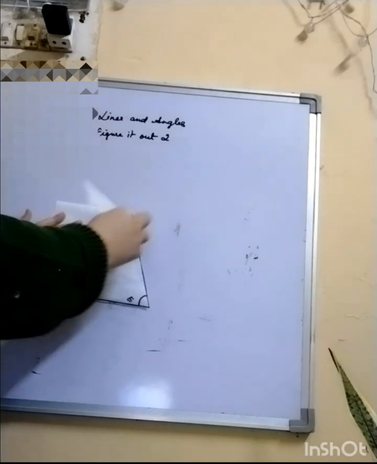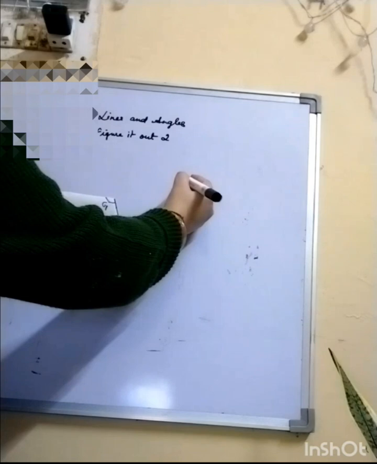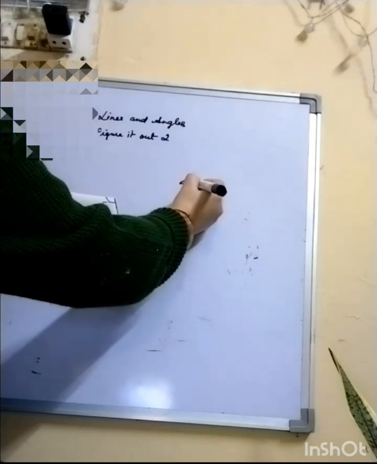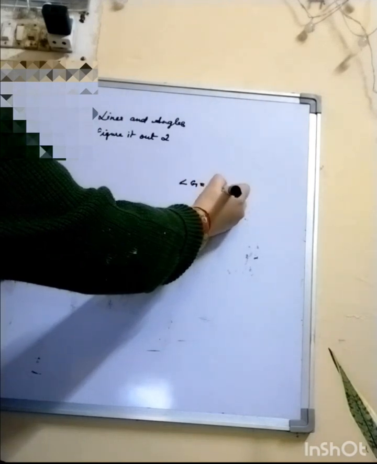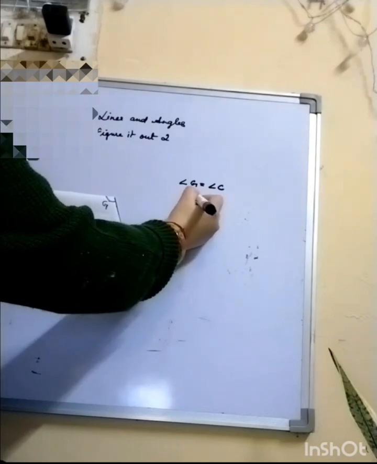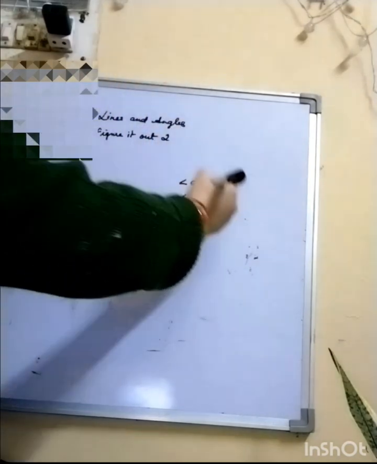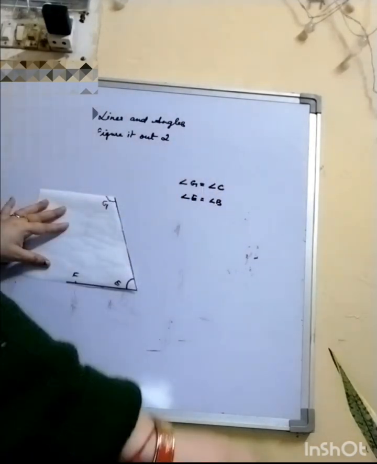So what do you infer from this? What conclusion did you get from this? That angle G is equal to angle C and angle E is equal to angle B.